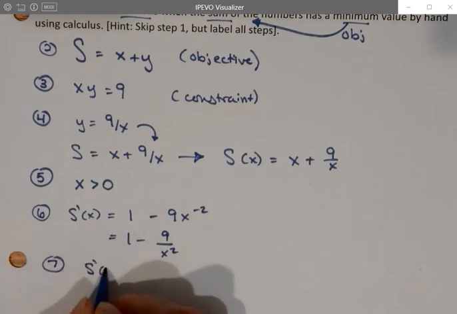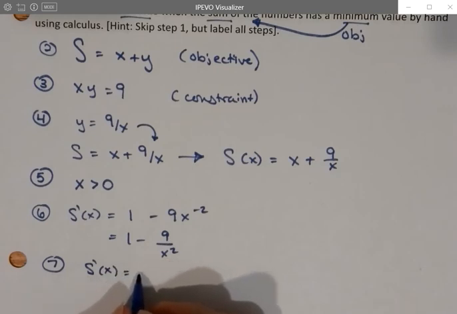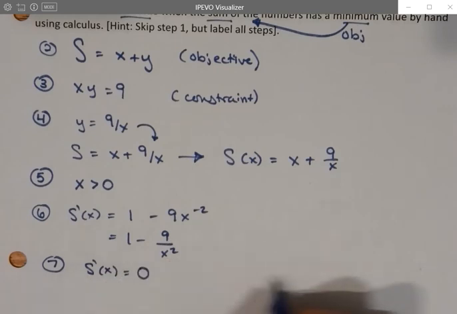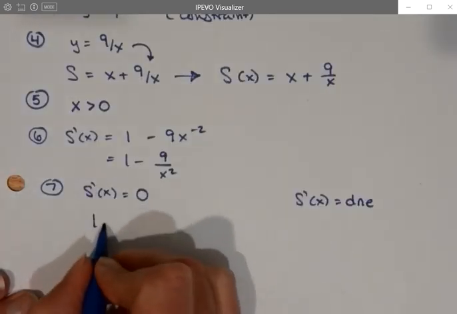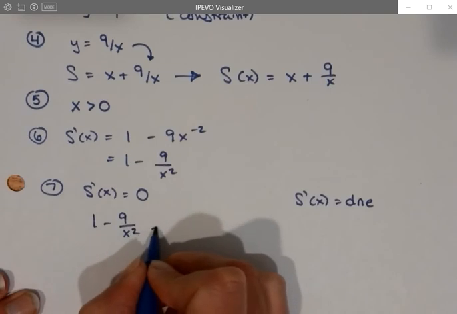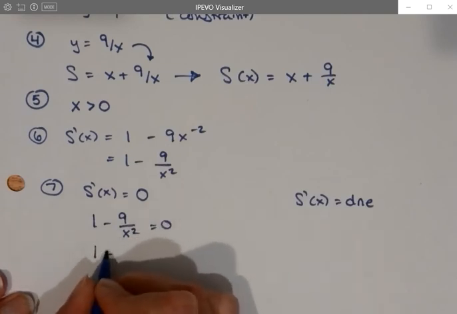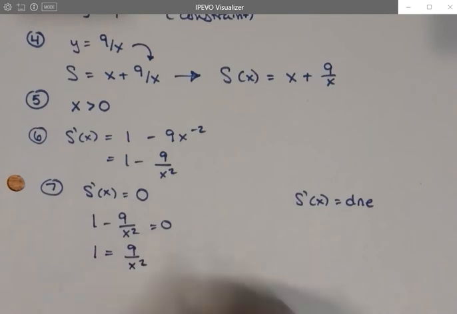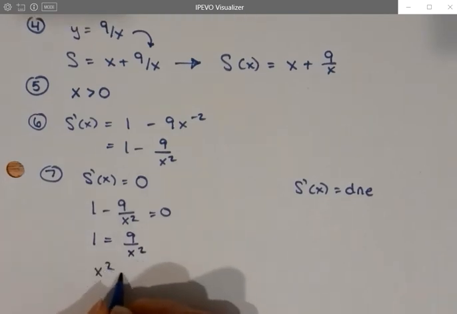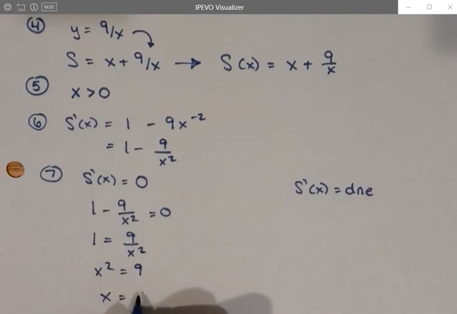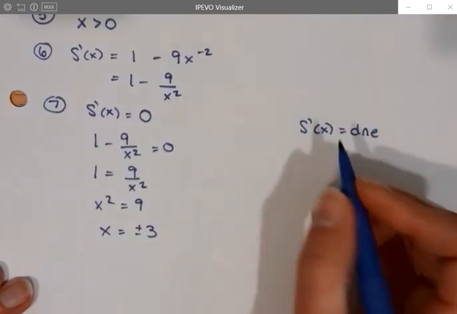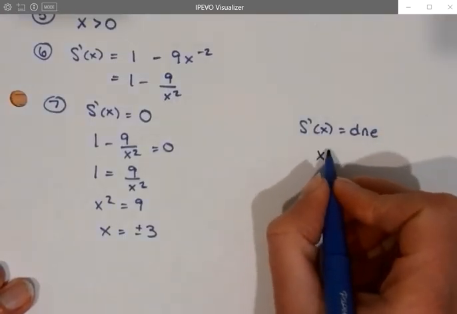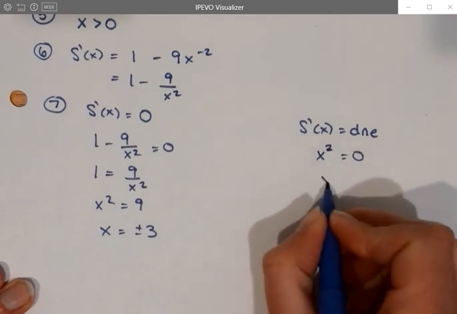Okay. Then step 7 is finding the first order critical values. So in step 7, we're going to both look for places where the first derivative is equal to 0 and look for places where the first derivative fails to exist. Okay. So first derivative equals 0: 1 minus 9 over x squared equals 0. If I add that to the other side, 1 equals 9 over x squared, so x squared equals 9, and x equals positive and negative 3.